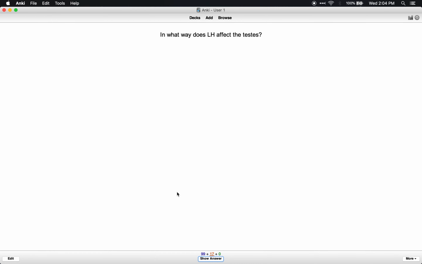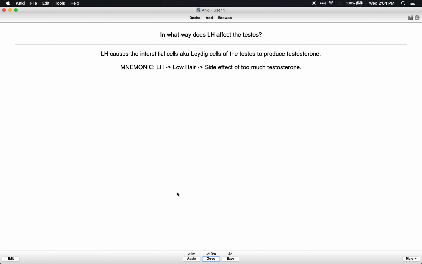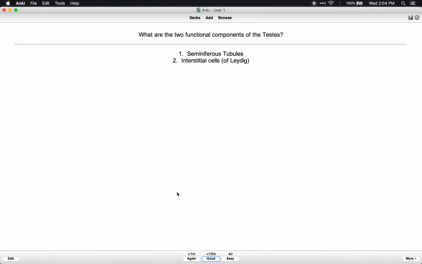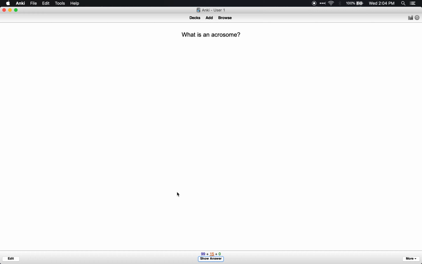It's kind of confusing. In what ways does LH affect the testes? LH causes the interstitial cells, or Leydig cells, to secrete lots of testosterone. What are the two functional components of the testes? We have the seminiferous tubules and the interstitial cells of Leydig. The acrosome is the head of the sperm, and it's derived from parts of the Golgi apparatus. It's used for penetration.